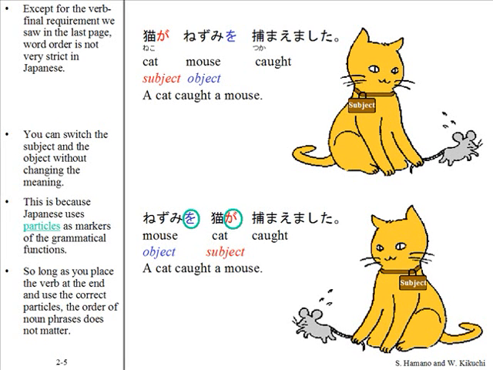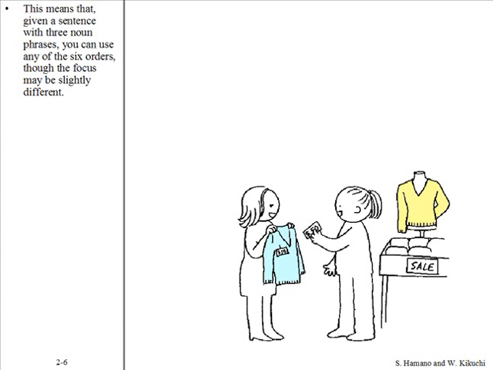So long as you place the verb at the end and use the correct particles, the order of noun phrases does not matter. This means that given a sentence with 3 noun phrases, you can use any of the 6 orders, though the focus may be slightly different.